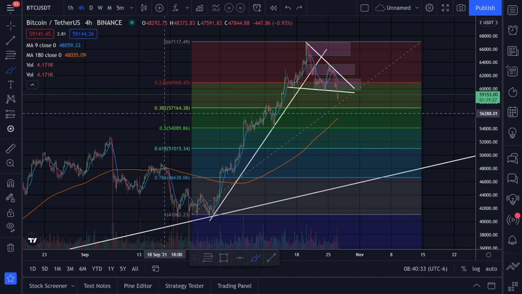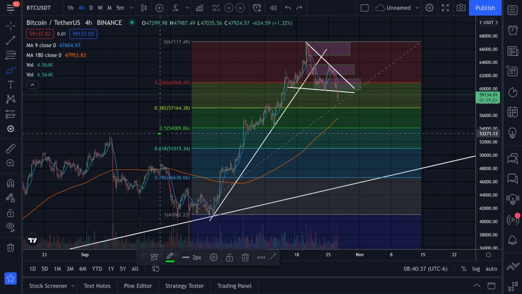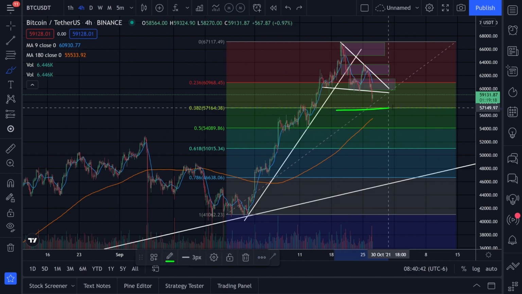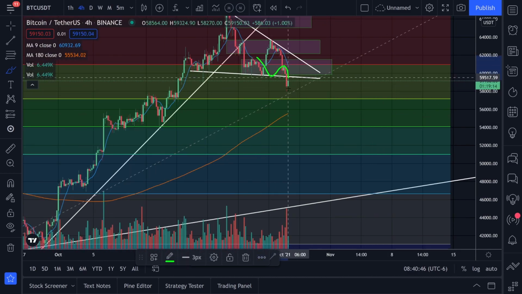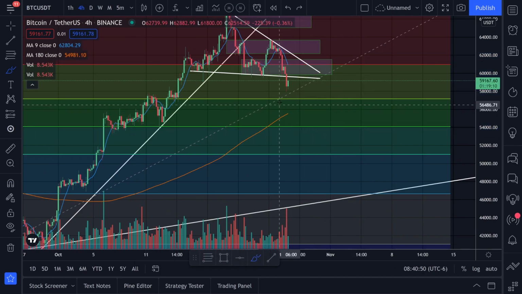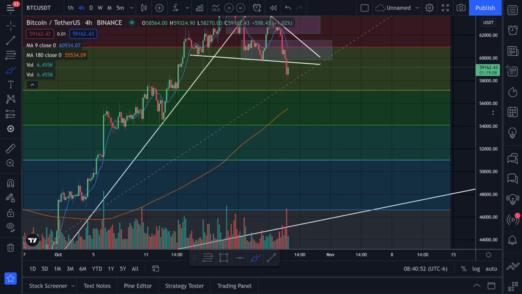The 38% level is sitting around 57,164 and the 50% level is sitting around 54,089. So I have limit orders set right here and right here. I'm basically wondering if we're going to come down and fill those, maybe get some volatility and bounce on them a couple times, and I don't know, we'll see if they get filled.